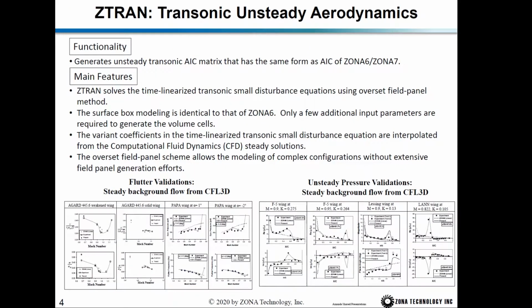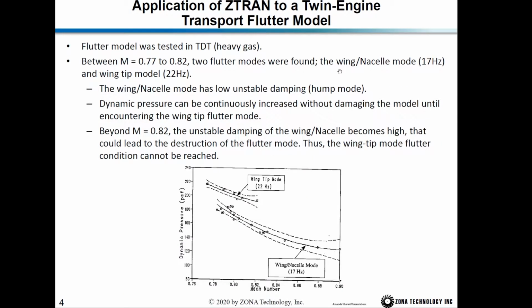We have validated Z-Trin with many wind tunnel flutter boundaries, and also wind tunnel measured unsteady pressure. As we mentioned, Z-Trin gives you an AIC that has the same form as the AIC computed by ZONA6, ZONA7, and ZSAT. So once the AIC is generated by Z-Trin, it can plug into the downstream aeroelastic modules like flutter, and so on. We will show one of the cases to validate Z-Trin.